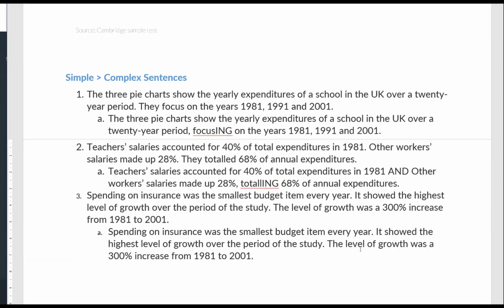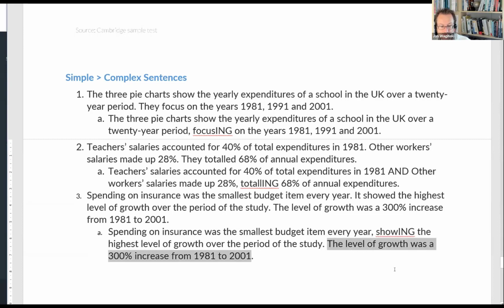Oh, Zubi might have walked away. Someone else want to volunteer and do this last one? Can I? Sure. Spending on insurance was the smallest budget item every year, showing the highest level of growth over the period of the study, comma, with the growth level being 300%. Where's the best place to put this?